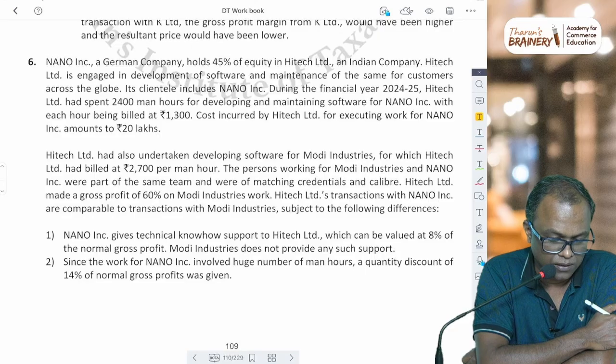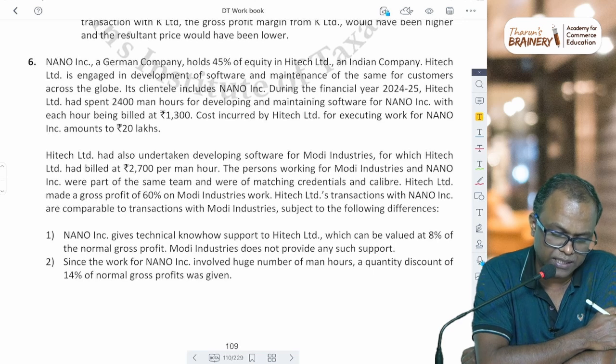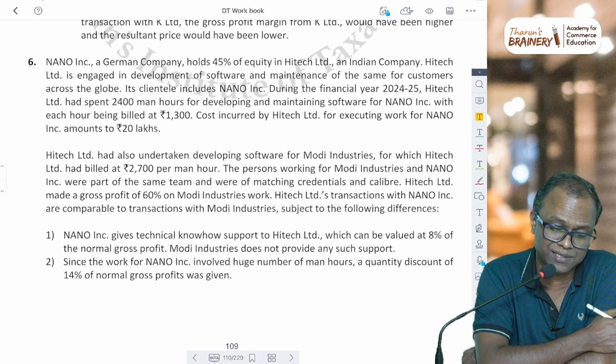Now, regarding the margin, they are saying an unrelated party transaction. High-Tech Limited had also undertaken developing software for Modi Industries, for which High-Tech Limited had billed 2,700 per man hour. So that is a sales with the unrelated party. We don't need the sales with unrelated party.